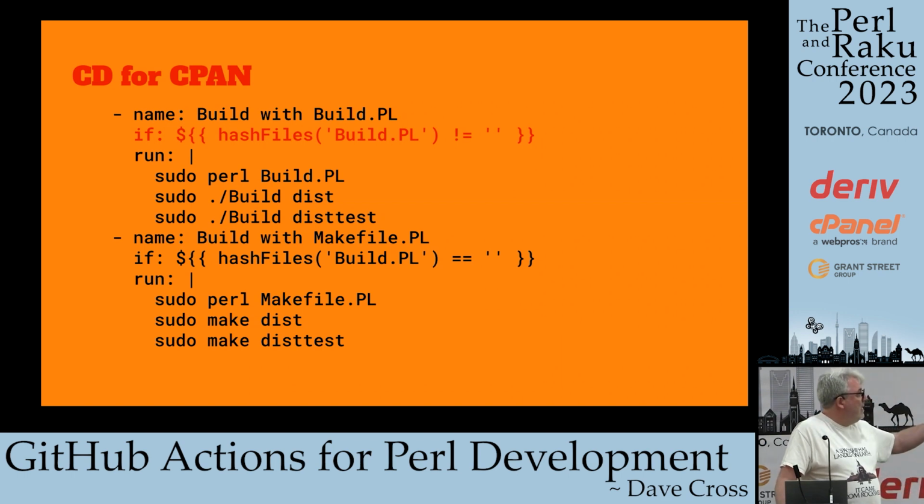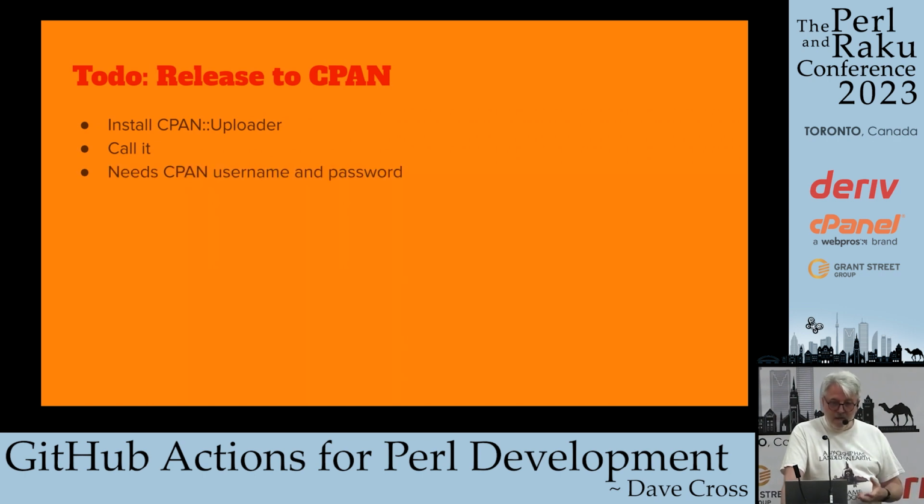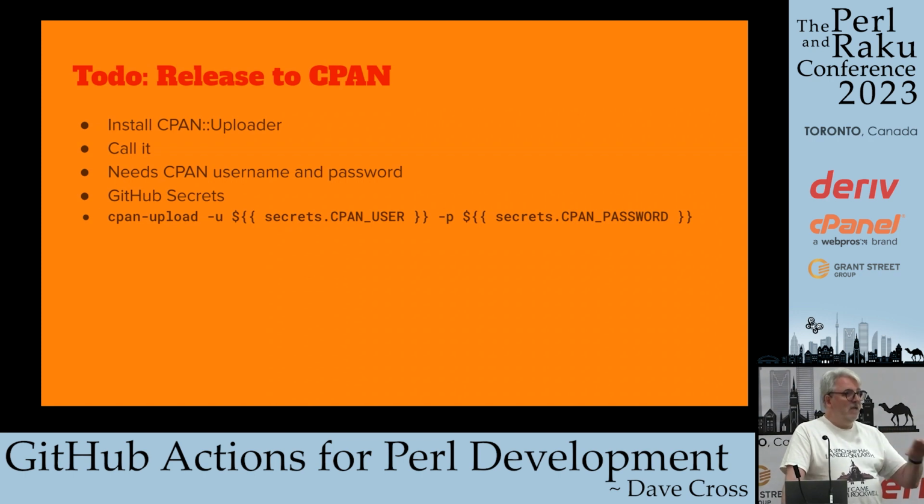And there are two ways of doing that, depending whether you've got a Build.PL or a Makefile.PL. And then, again, this is me thinking aloud because I haven't written this yet. There's a module called CPAN::Uploader, so I could install that and call it. Now that's going to need a username and password, and GitHub has this thing called secrets, where you can store encrypted data against your repo or against your organization. So you can put your CPAN user and your CPAN password in there.